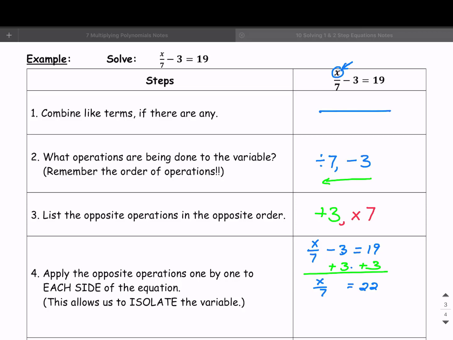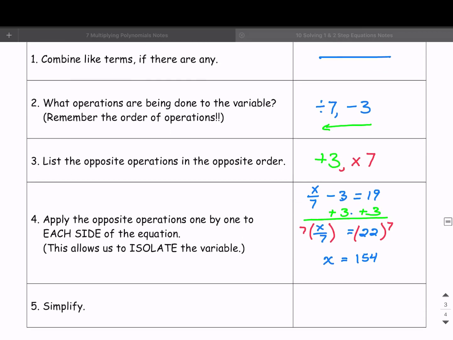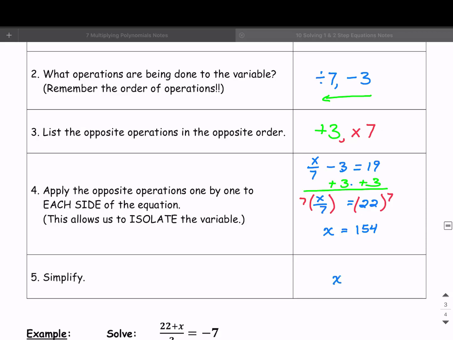Now we're supposed to multiply both sides by 7. The 7's will cancel out, and we're going to have x. And then we have 22 times 7. And if you need your calculator, it's okay. That's 154. And we have actually found our solution.